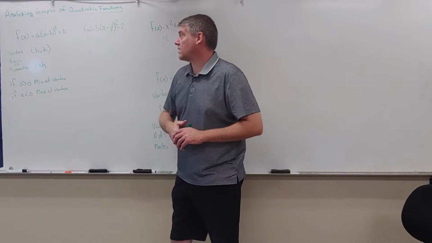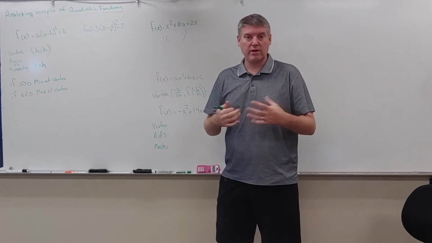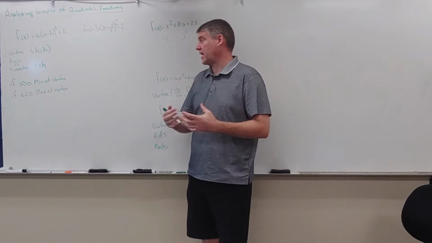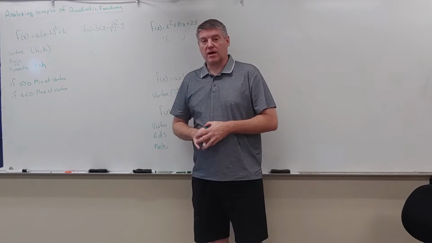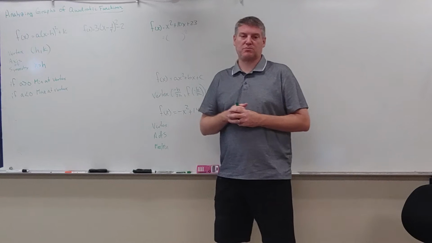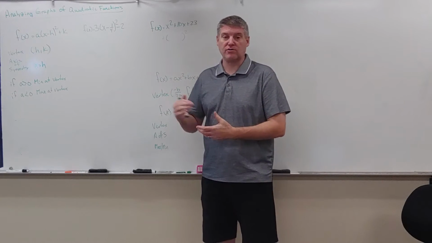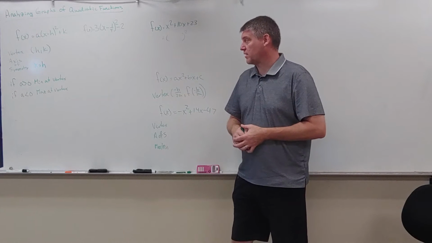All right, we're going to talk about analyzing graphs of quadratic functions. We're really going to be looking at finding the vertex, the axis of symmetry, and whether it's a max or min. Once we find the vertex, it's pretty straightforward to graph after that, because I could just pick values to the right of the vertex and left of the vertex and plot those points.